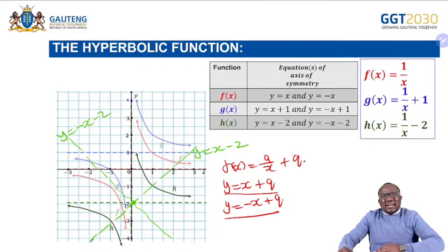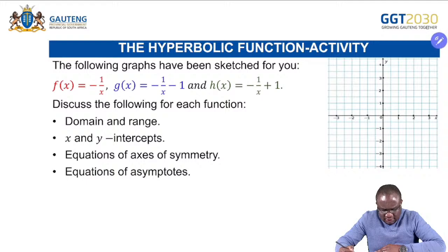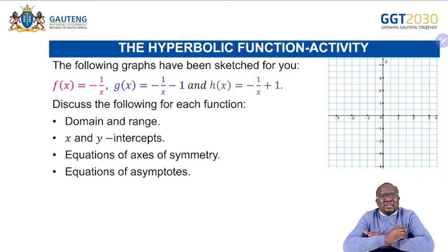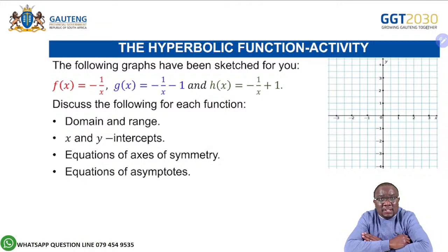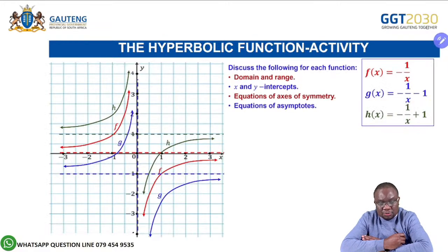Right, welcome back. I really hope you've managed to write your short notes. Right, let's move on now. Okay, this one, I wanted us to do an activity, but because of time, we won't manage to do that activity. Right, but let me give you 1 minute to discuss these three graphs. Talk about the domain and range, x and y intercepts, the equations of the axis of symmetry, and then the equations of the asymptotes.